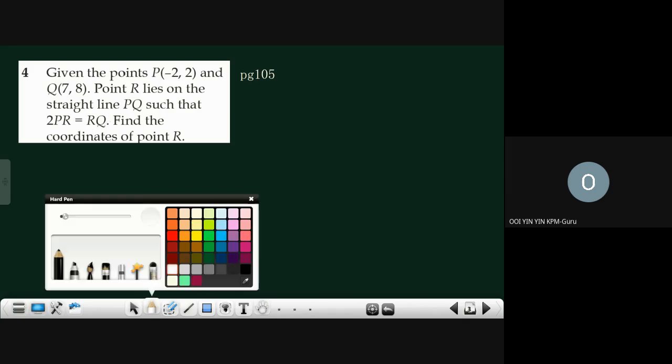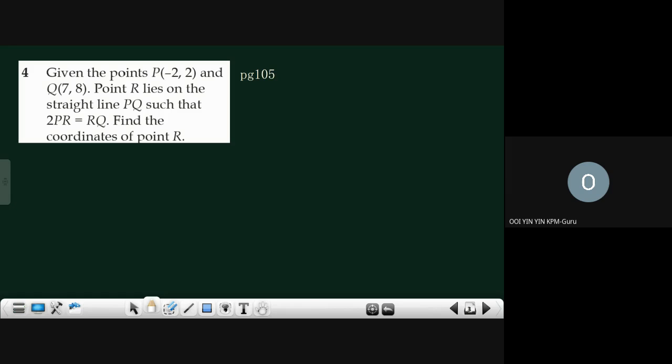Okay, and then as I told you every time, please draw the situation. That's better for you. You can see very clearly when you draw the line. Given the points P and Q, the points lie on the straight line PQ. That means that your R must be in between PQ.